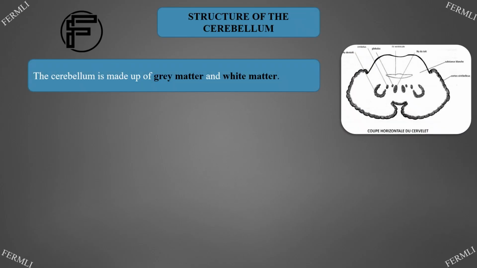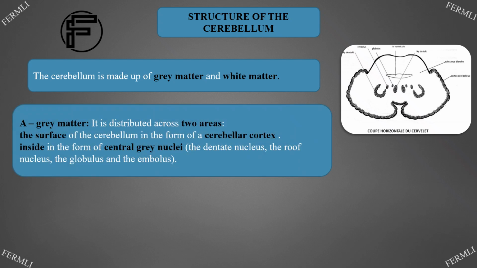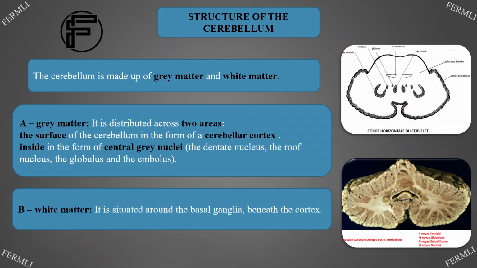Structure of the cerebellum. The cerebellum is made up of gray matter and white matter. The gray matter is distributed across two areas: the surface of the cerebellum in the form of a cerebellar cortex, and inside in the form of central gray nuclei: the dentate nucleus, the roof nucleus, the globose nucleus and the emboliform nucleus. White matter is situated around the central nuclei, beneath the cortex.